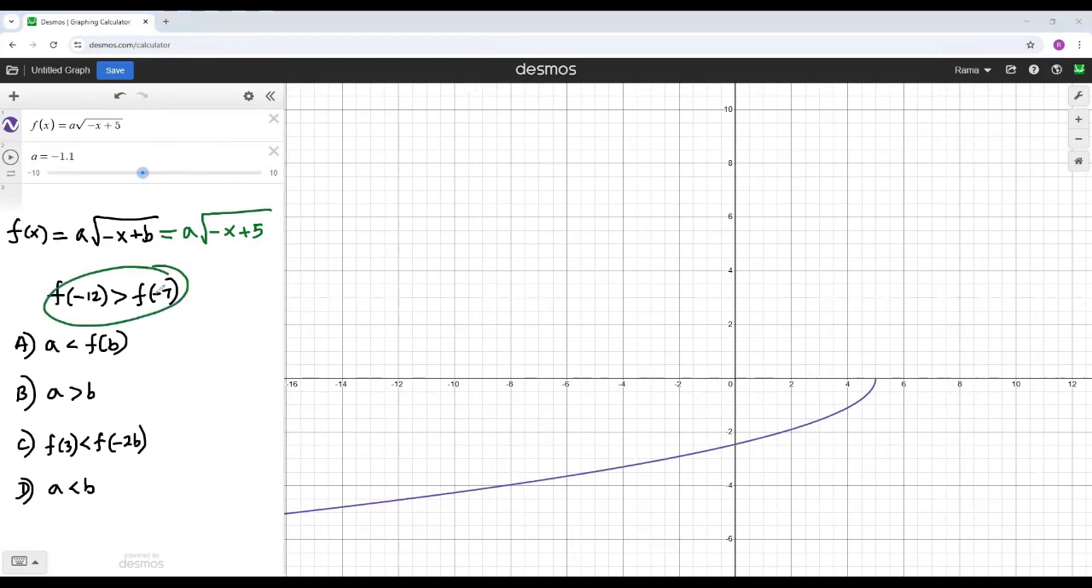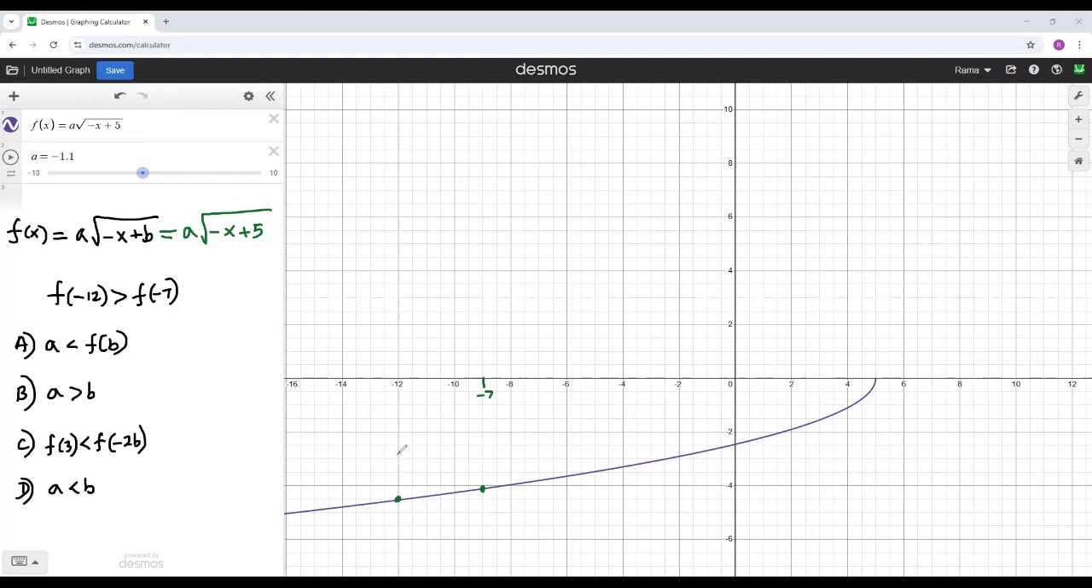Now let's use this information. f of negative 12 is the value of y when x equals negative 12, and this is the value of y when x equals negative 7. Now let me get the point on the graph corresponding to x equals negative 12. Here we have negative 12 on the x-axis, and corresponding to this value of x, I am getting this point on the graph. Now let me get the point corresponding to negative 7 on the x-axis. Here we have negative 7, and corresponding to this value, I am getting the point on the graph over here.